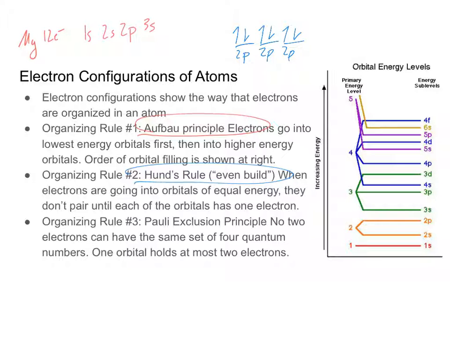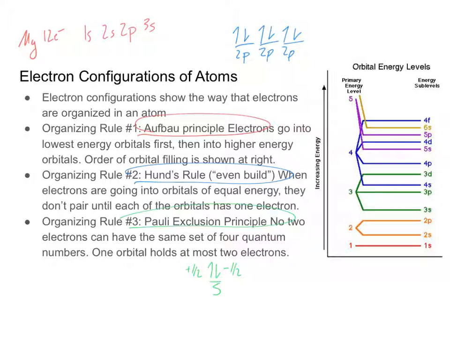So that's Hund's rule. And then the Pauli exclusion principle says that no two electrons can have the same set of quantum numbers, and one orbital can hold at most two electrons. So if I'm talking about the s orbital, arrow up, arrow down, one of them is going to be a plus 1/2, and the other one is going to be a minus 1/2. Even though the rest of their electron configuration might look identical, that's what distinguishes one electron from another.